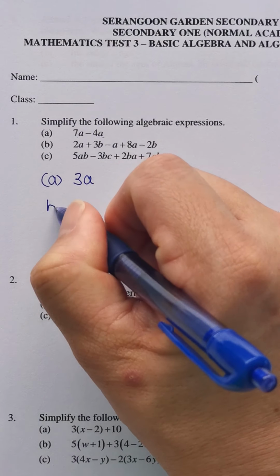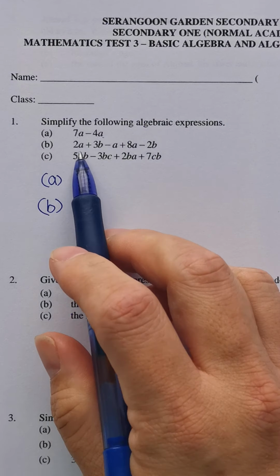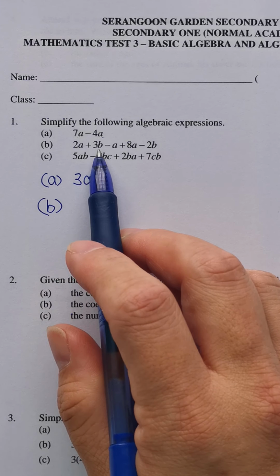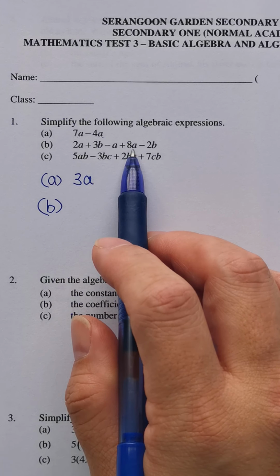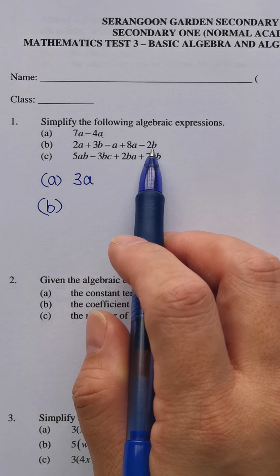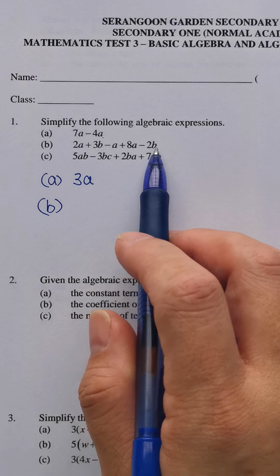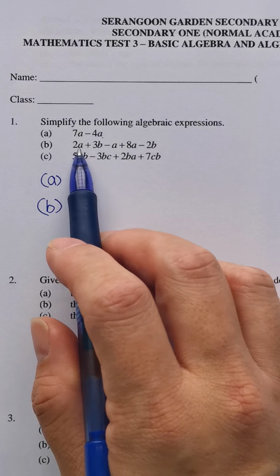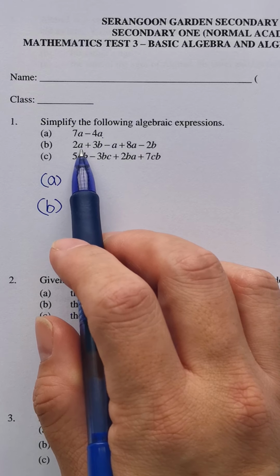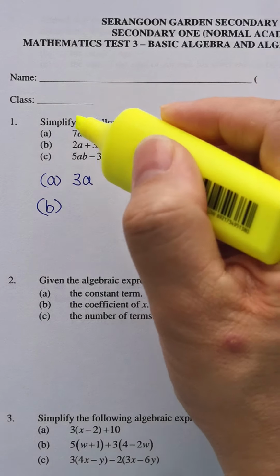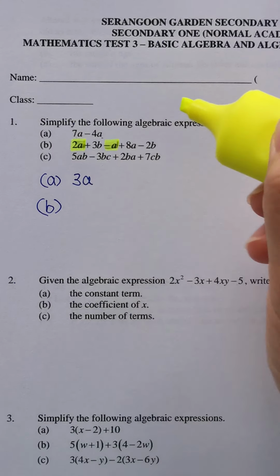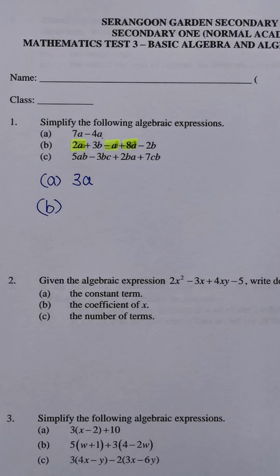For question B, the first term is 2A, the second term is 3B, the third term is negative A, the fourth term is 8A, and the fifth term is negative 2B. You notice that we have two different terms, one is A, the other one is B. So what you can do is use a highlighter. Highlight all the A's in yellow, and highlight all the B's in orange.